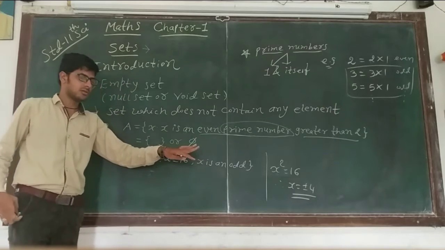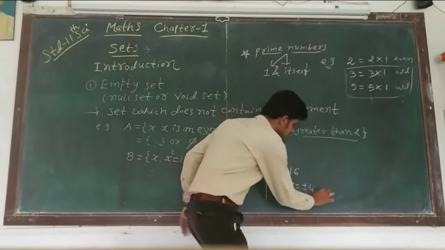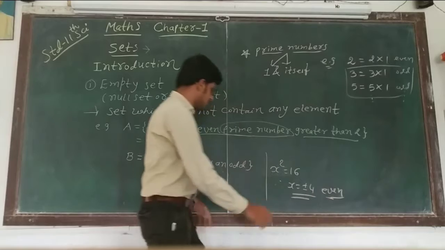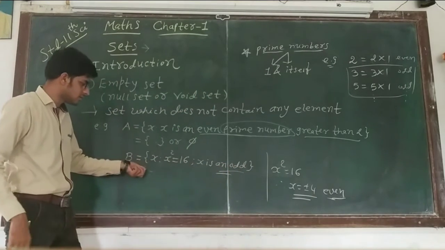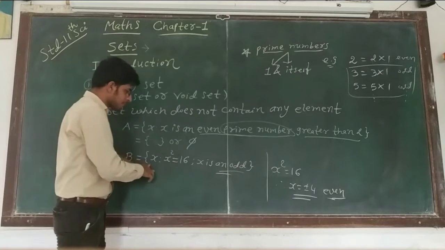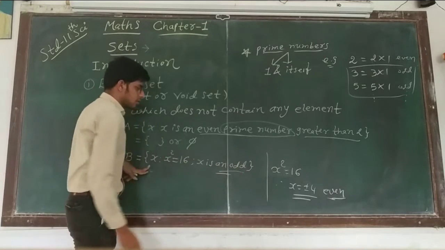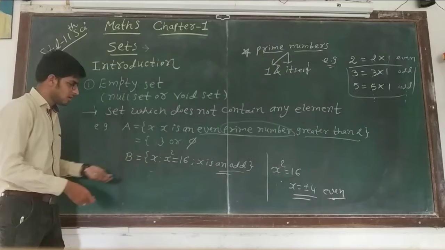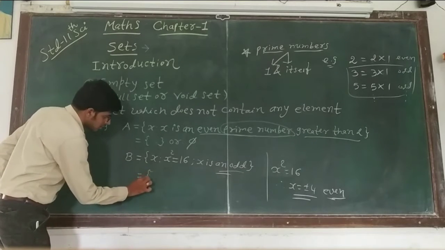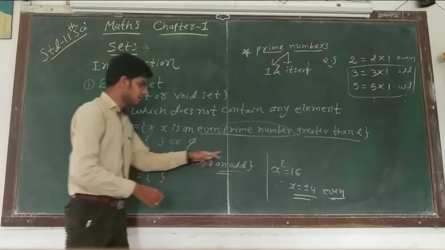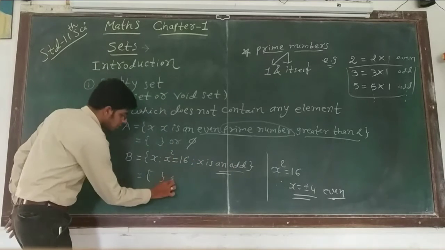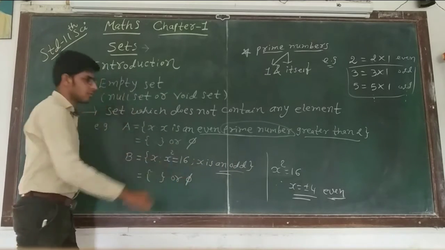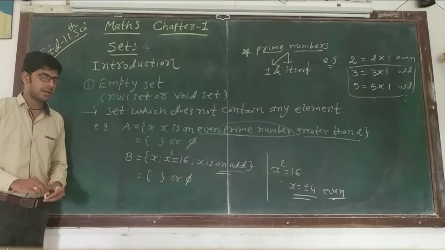But 4 is an even number. We have to write odd numbers, because in this set x is odd. So there are no elements in this set. So again the answer is null set. Suppose I write here "or even number", then the answer is 4 and minus 4. Otherwise, null set. Okay, write down first.